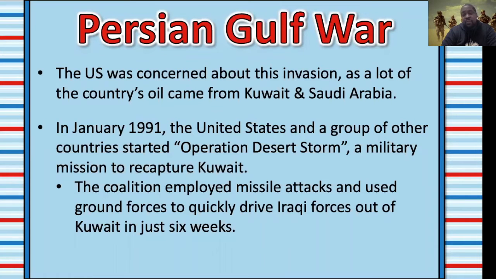So in January 1991, the United States and a group of other countries started Operation Desert Storm, which was a military mission to recapture Kuwait. The coalition employed missile attacks and used ground forces to quickly drive Iraqi forces out of Kuwait in just 6 weeks. During this time, there were a total of 37 nations, including the United States, Britain, Egypt, France, and Saudi Arabia, that assisted. But of those nations that helped, only 28 of them sent troops to assist in the fight.